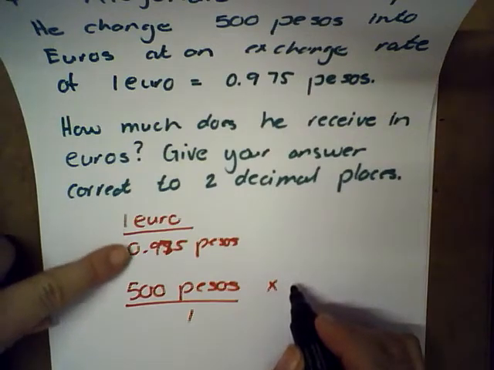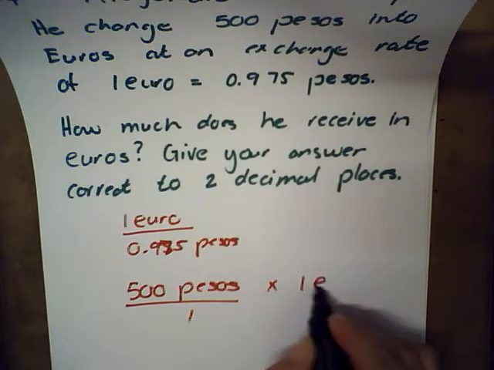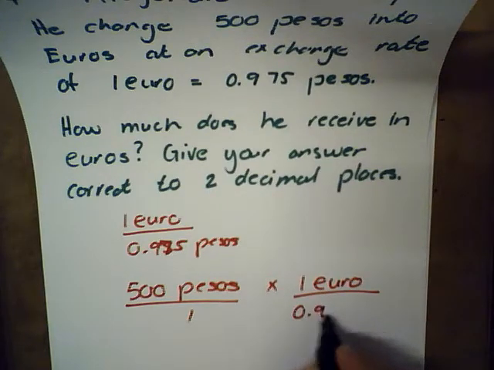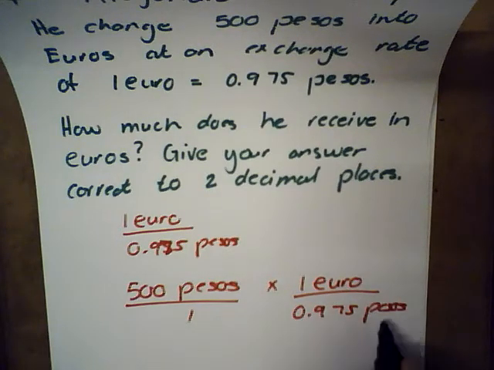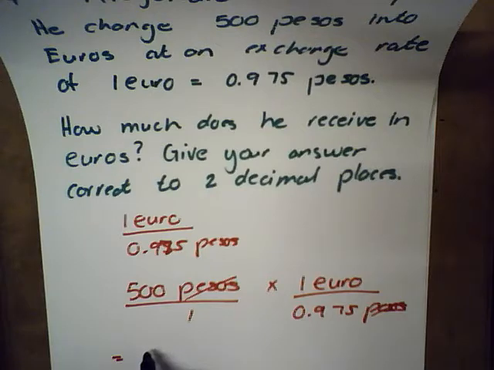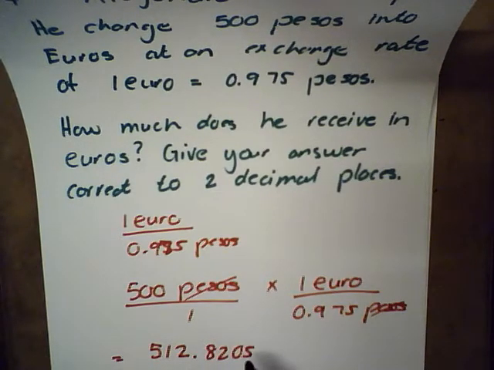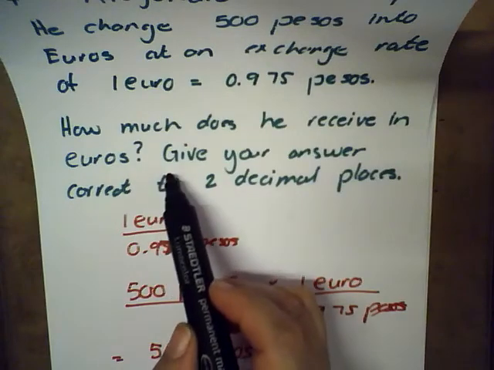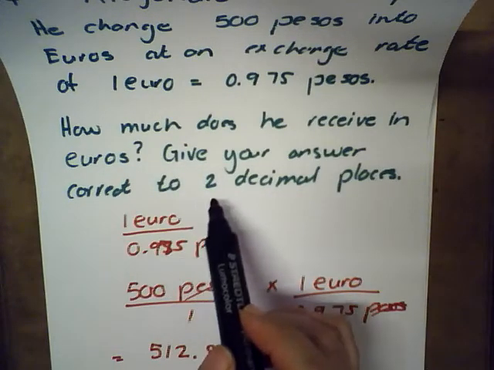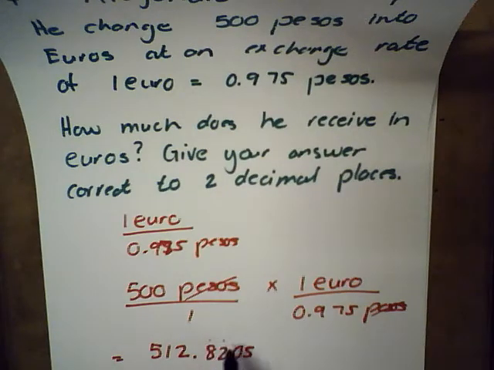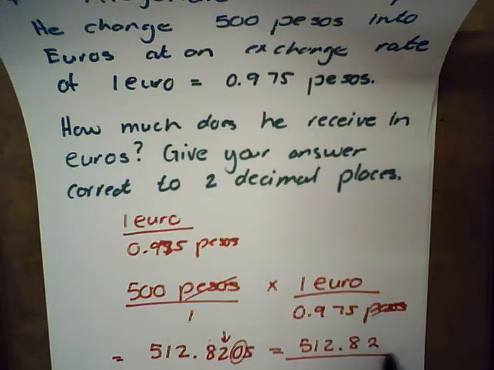And I will use this unit converter just as they've given me. So 1 euro, 0.9775 pesos. Pesos and pesos will cancel out. And if I do the calculation, I just tap it onto my calculator, it would give me 512.8205. I've got to be careful here because they asked me, give your answer correct to 2 decimal places. So 2 decimal places. This 0 will not change the value, thus it would be 512.82, and that's my answer.